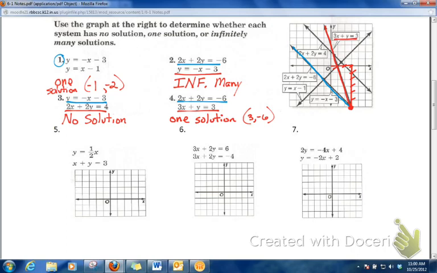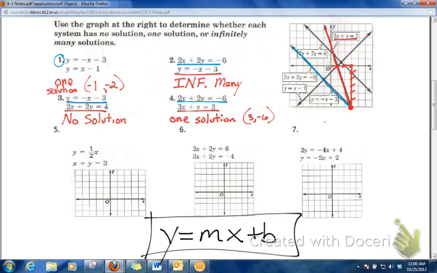You will have to graph the equations, and again, as we said before, in order to graph equations, you have to have them set up in the y equals mx plus b format. So all these equations have to be solved for y. You then graph them, again, as a review here, using your b as your y-intercept, which is also your starting point. That's where the graph starts at.